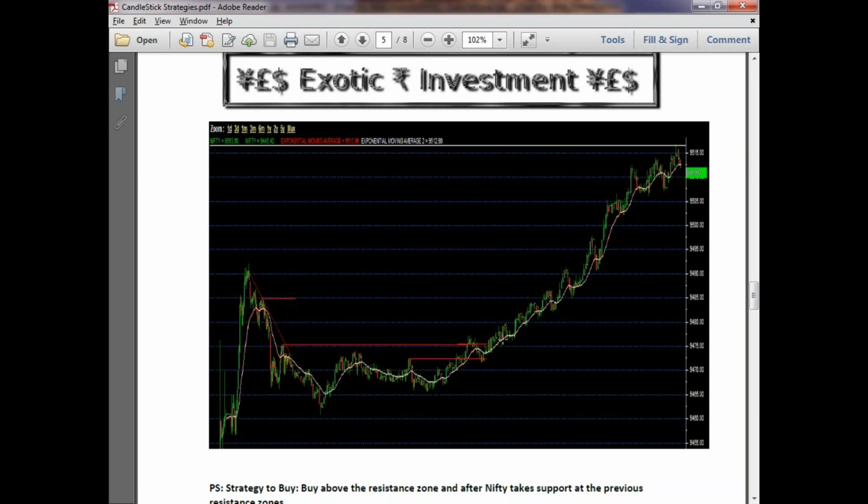It cleared the resistance somewhere around 94.76, and afterwards it went to 95.25. So it cleared this resistance zone, and afterwards it went higher. Okay, so this is what the resistance and support is.